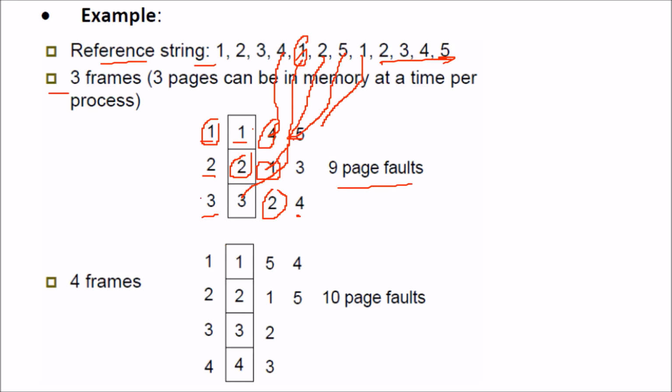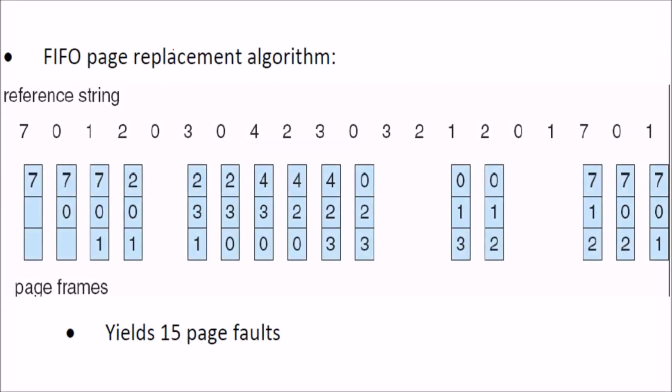But there is also a possibility that we can increase the frame number. If we increase the frame number and we perform the same activity, that is first in, first out, then we see that because of increasing the frames, the page faults will increase. I'll show you with a proper example.